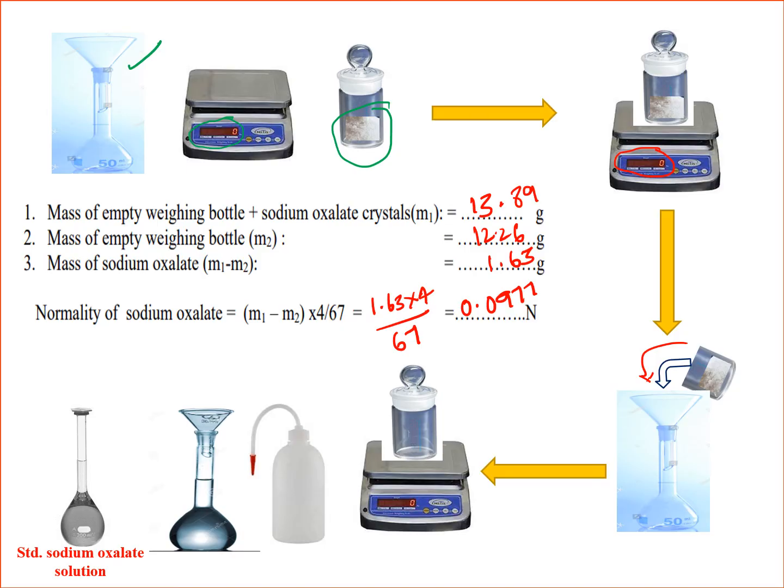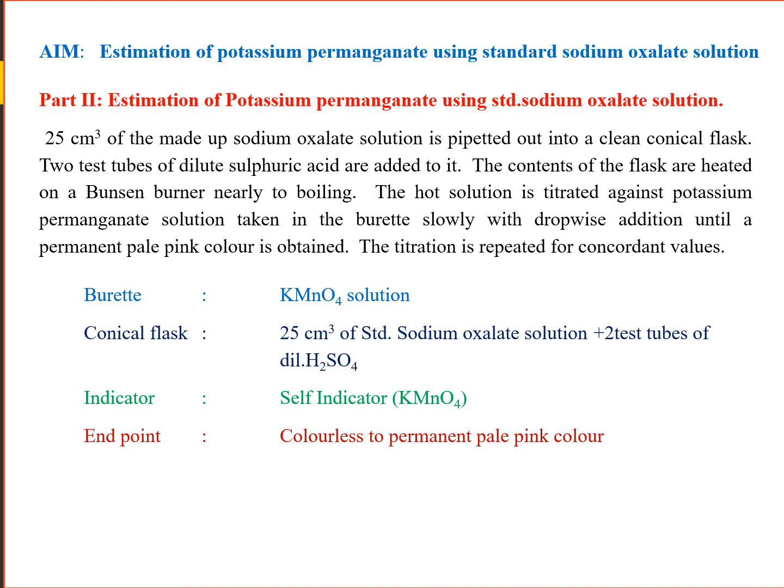So the first part is done. Then come to the second part. The second part is estimation of potassium permanganate using the standard sodium oxalate solution that we prepared in part 1. For that we need to take the KMnO4 solution, which is unknown, in the burette. In a conical flask we need to take 25 cm cube of standard sodium oxalate solution and 2 test tubes of dilute sulfuric acid. Here KMnO4 acts as a self indicator, and the end point is colorless to permanent pale pink color.